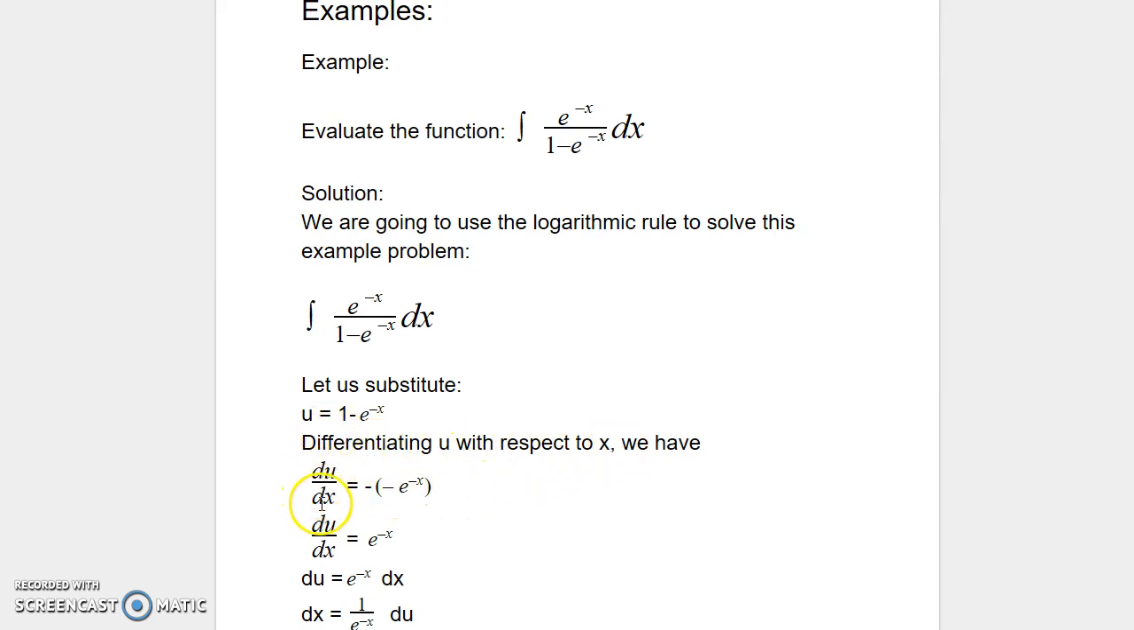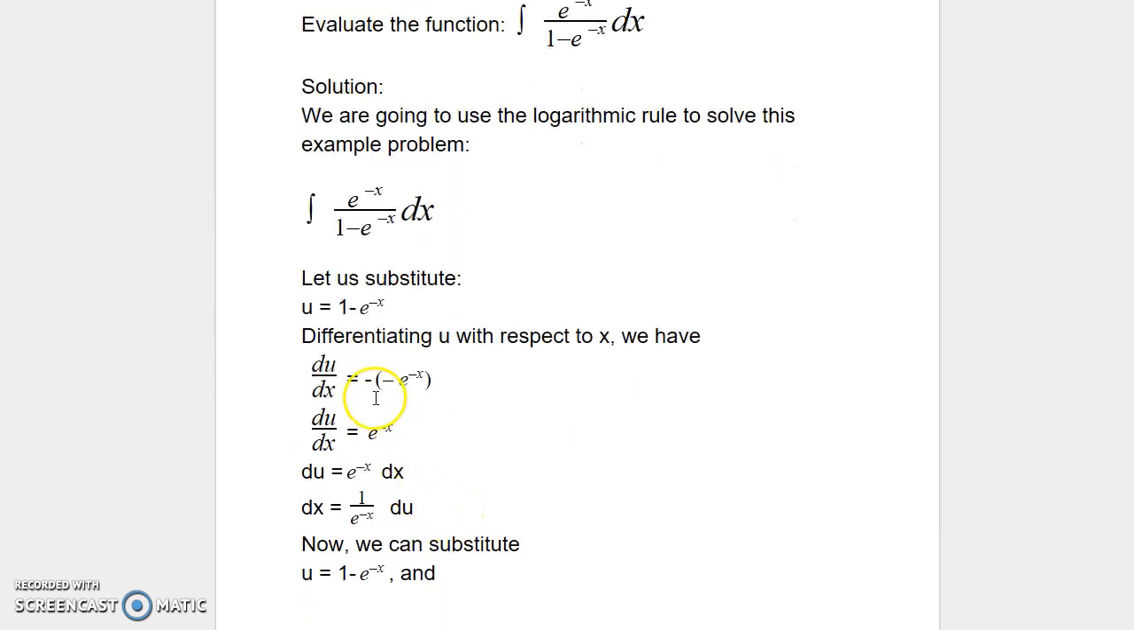As you can see here, du by dx is equal to minus of minus e to the power of minus x. d by dx of 1 is 0. d by dx of minus e to the power of minus x is, the negative sign stays, and then d by dx of e to the power of minus x is minus e to the power of minus x. So when we simplify this, negative times negative is a positive. Therefore, du by dx is equal to e to the power of minus x. So I can rewrite this as du equals e to the power of minus x dx.